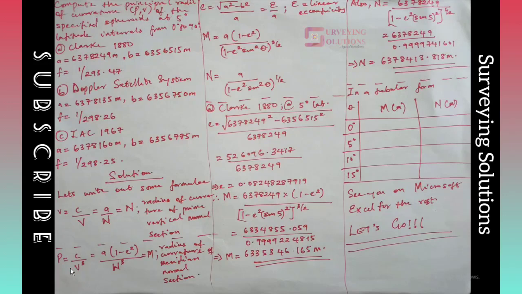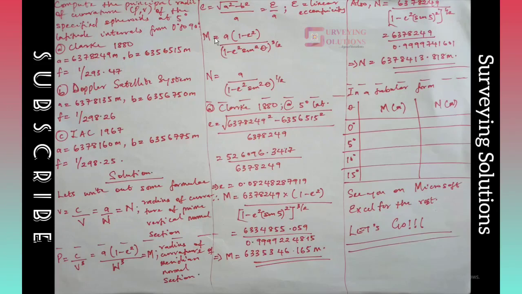So we also brought out p, which is equal to c over v cubed, equal to a into 1 minus e squared over w cubed, equal to m. So this m and this n also have equivalents here, right? Good. So the formulae we adopted in this particular video are these two formulae you have here, right?